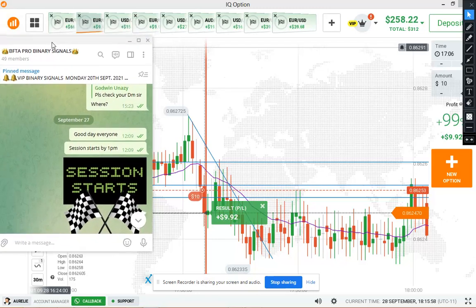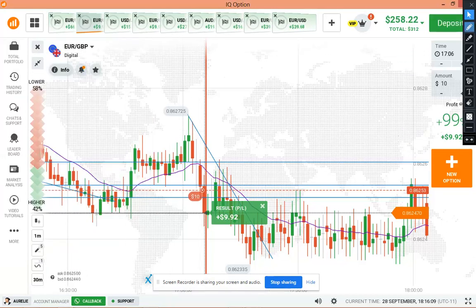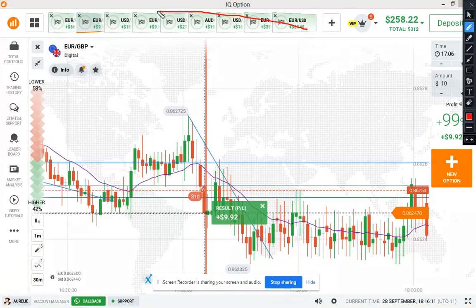So this strategy and this trading analysis that I did here, all these trades I took here are the same strategy I'm using with the signal group. Okay, the same strategy I'm using with the signal group.